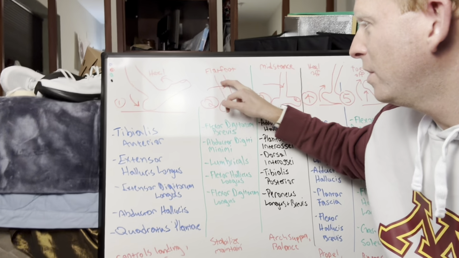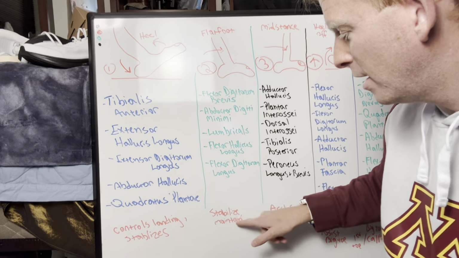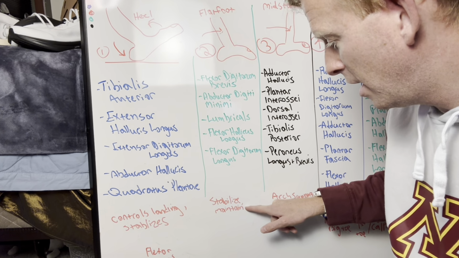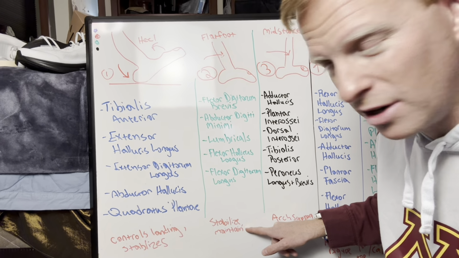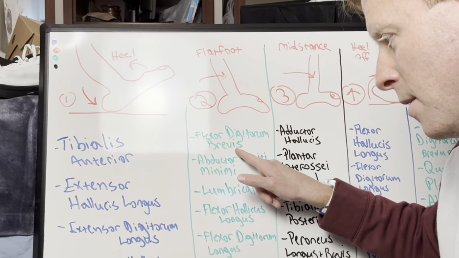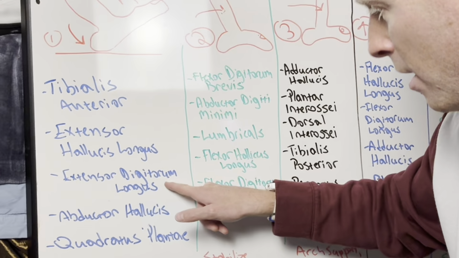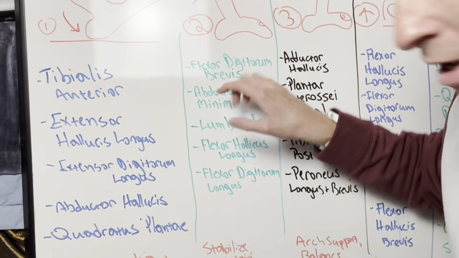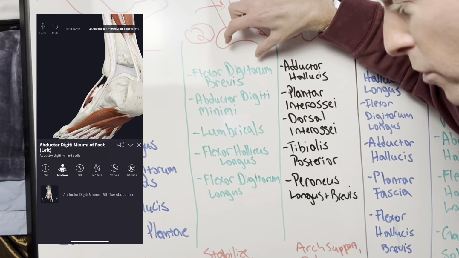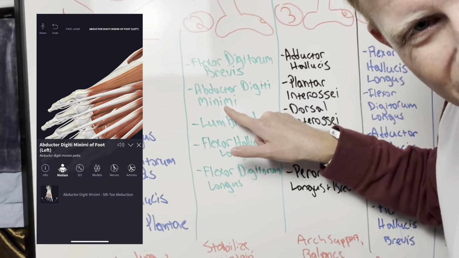Okay? And then moving on to the next step, which is the flat foot stage. That's more stabilization and maintaining of the structures. Again, flexor digitorum brevis. We had the digitorum longus here, but now we're getting into the actual foot, which doesn't cross the joint, as I said. And then you get your abductor digiti minimi, which I think is just a fun one.